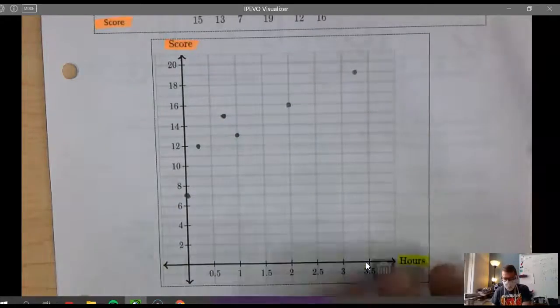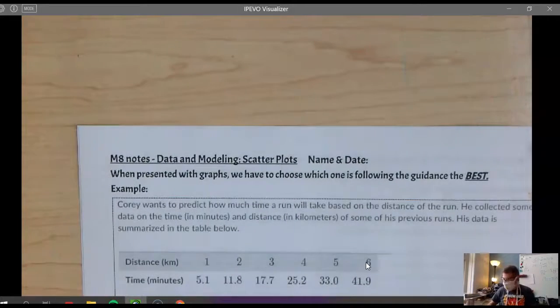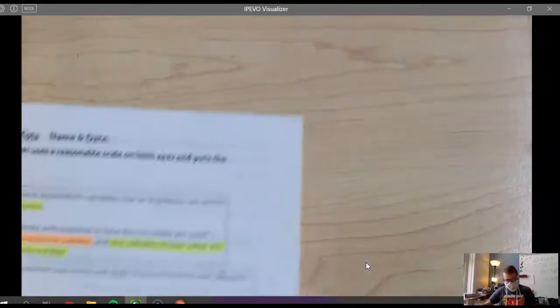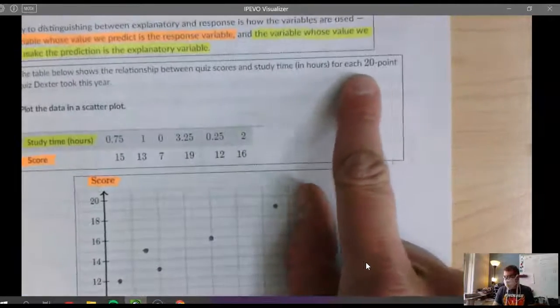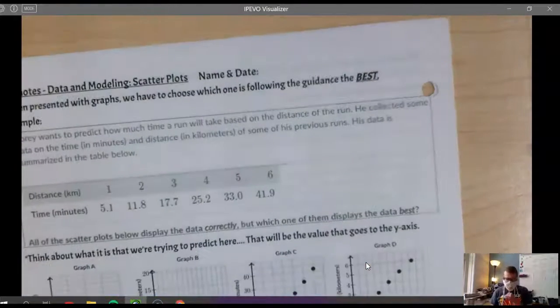Out of how many questions though? Because what if it's just a small portion, but it's out of like 100 questions? It's a 20-point quiz. It says 20-point quizzes. Oh. So, moving on to the back.